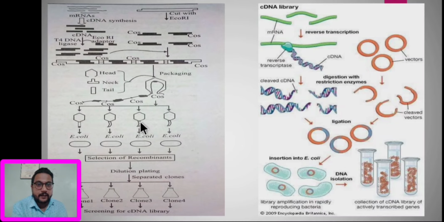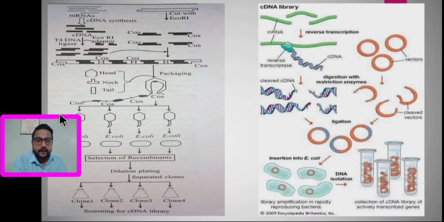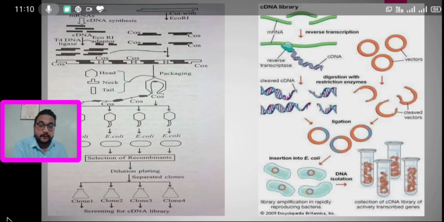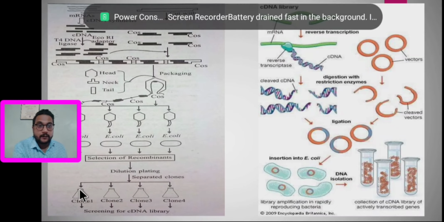Now this virus which is formed, having the COS DNA, is infected into E. coli cells. Now this DNA is inserted by transduction. This virus infects the E. coli cells. Then we have to select for the recombinants. Then we have to dilute for plating. And then clone 1, clone 2, clone 3 and clone 4 are prepared by using suitable techniques, and we have to screen for the cDNA library.